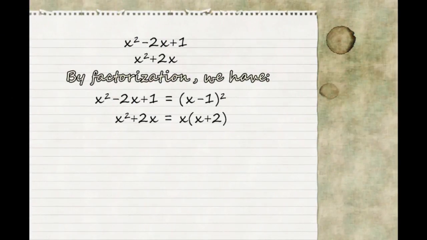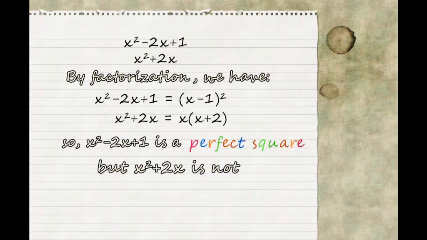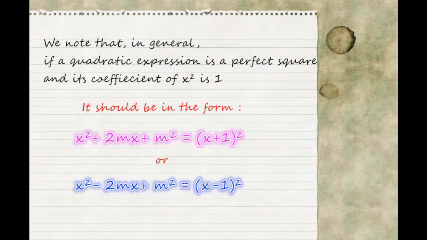So what you're seeing here is two quadratic equations. As you can see, the first equation can be factorized down to two identical brackets, that is (x - 1) squared, which makes it a perfect square. The second equation is factorized down to two different components, x and (x + 2), meaning that it is not a perfect square.